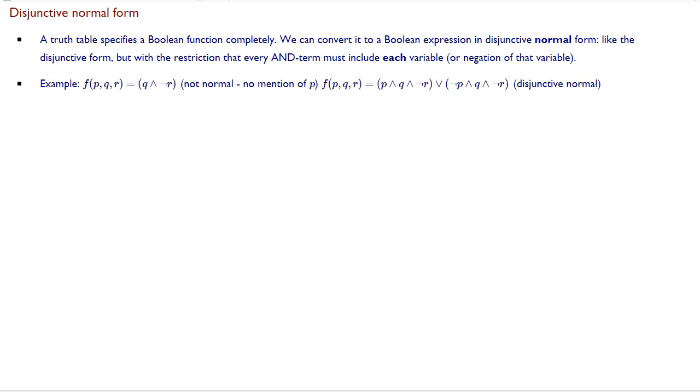Got a function of P, Q, and R, and you say this function is defined as Q and not R. We're doing the ANDs first, and there aren't any further ORs to do, but arguably this is in disjunctive form, but it's not in disjunctive normal form because it doesn't mention P. And in order to convert it to disjunctive normal form, all we do is to write it as either P and Q and not R, or not P and Q and not R.